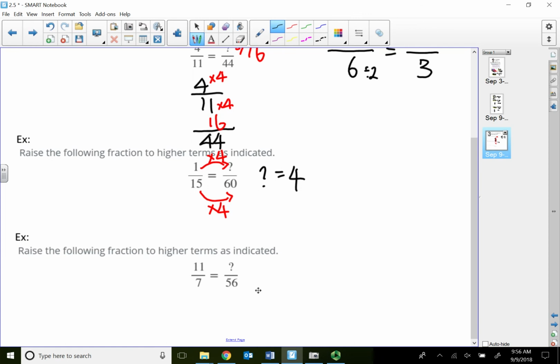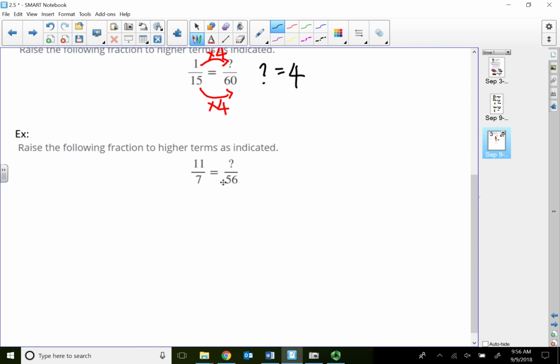Let's say my new denominator is 56. The old one was 7. So we go from 11 over 7 to the new denominator 56. The denominator goes into 56 8 times. So the denominator is going to be multiplied by 8, and so is the numerator. So 11 times 8 is 88.